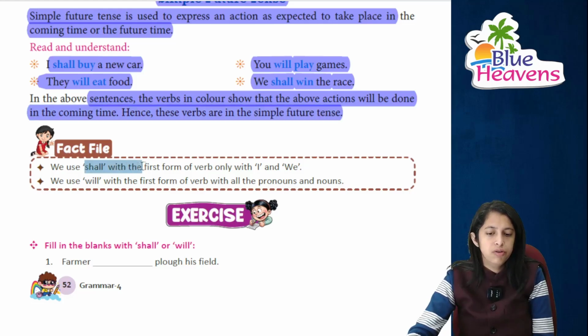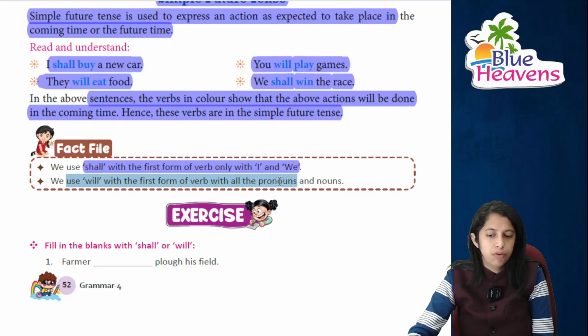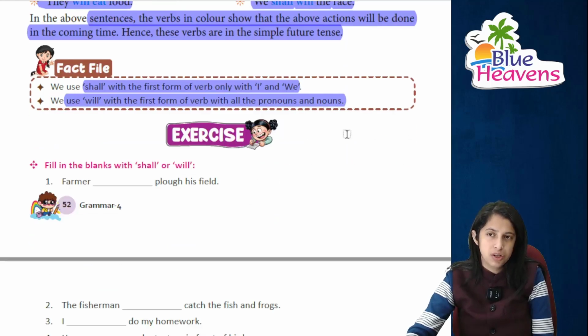There is a fact file, we use shall with the first form of verb, only with I और we के साथ हमेशा shall use करते हैं और verb की first form, and we use will with the first form of verb, and of course all with the pronouns as well as nouns.